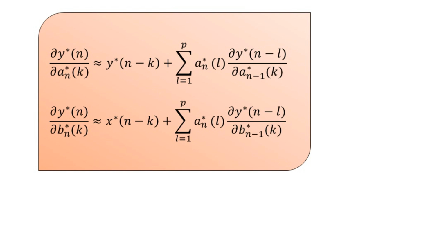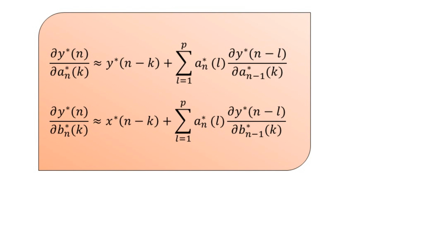complex conjugate. Whereas in the second equation, we have the approximation of the partial differentiation of the complex conjugate of y of n concerning the complex conjugate of the filter coefficient representation in vector form b suffix n of k, very similar to or approximated to the complex conjugate of x of n minus k added by the summation L equal to 1 to p of the multiplication of the complex conjugate of a suffix n of L to the partial differentiation of the complex conjugate of y of n minus L with respect to the complex conjugate of b suffix n minus L of k.